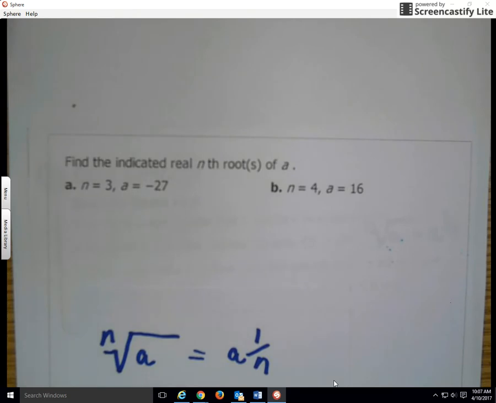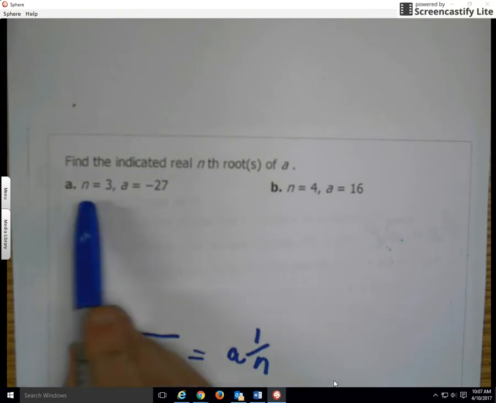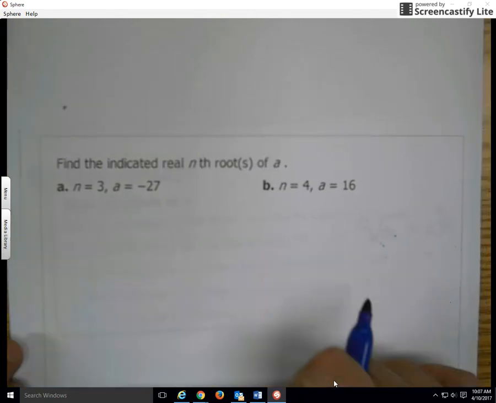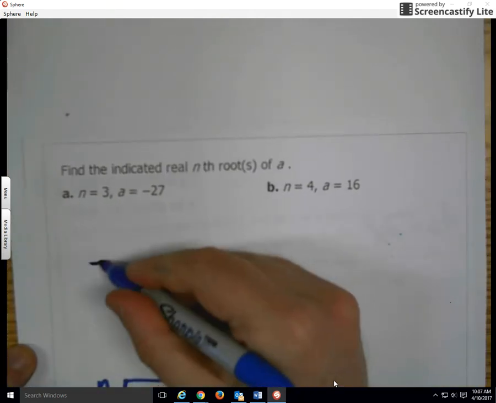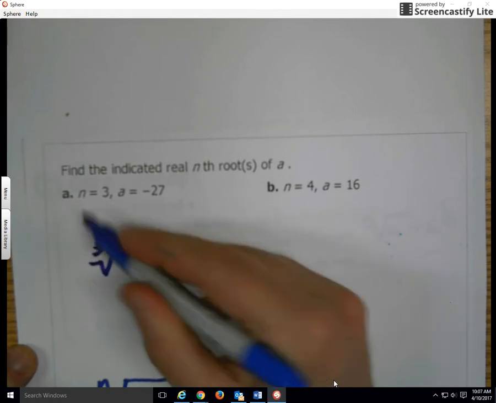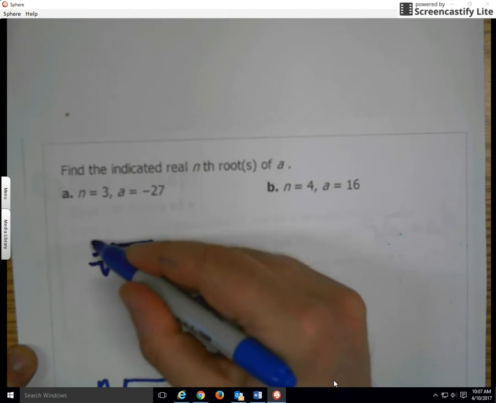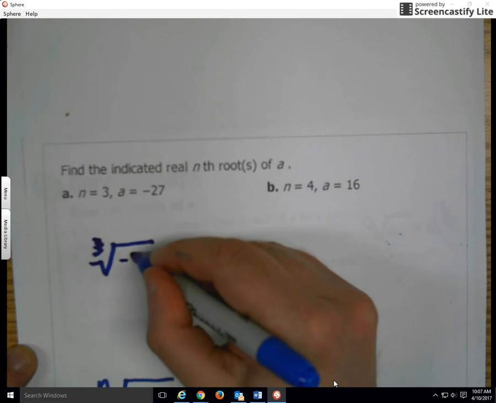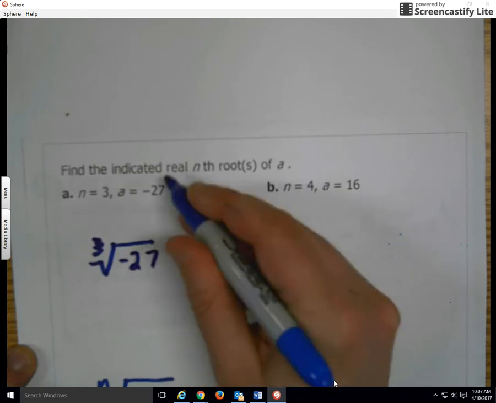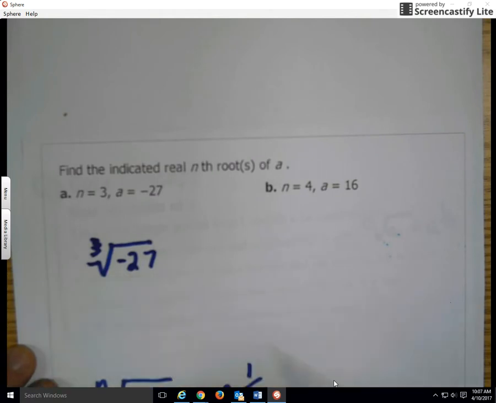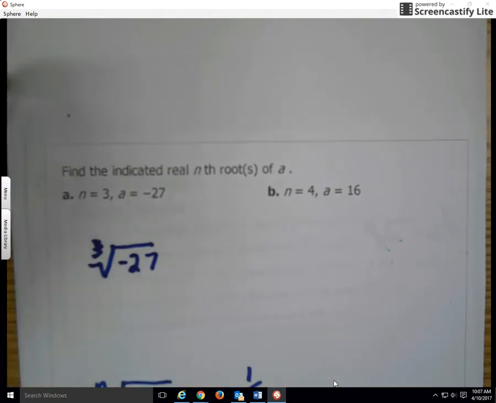So if the n is odd, well, in this case, the n is odd because it's saying the n is a 3, right? So that's odd. So we'd write 3 here. And notice that the n is just the index. That's kind of easy to remember because n stands for index. And the a is what goes on the radicand. Okay, so we have the 3 on the outside. We have the negative 27 on the inside.